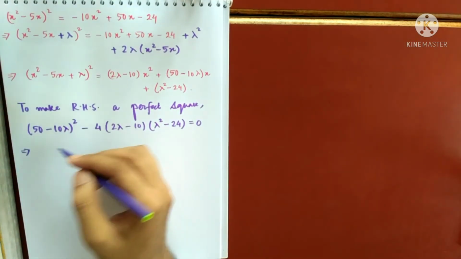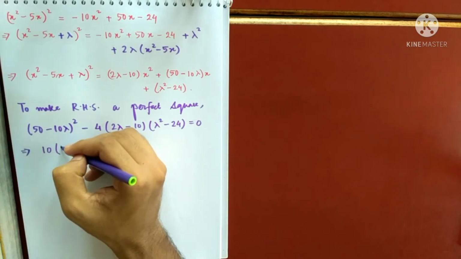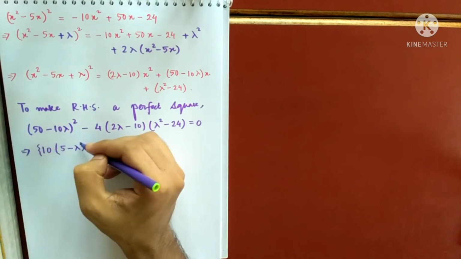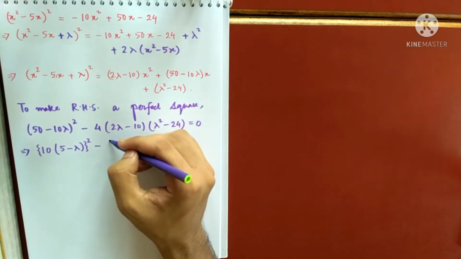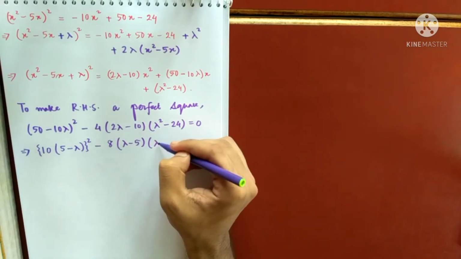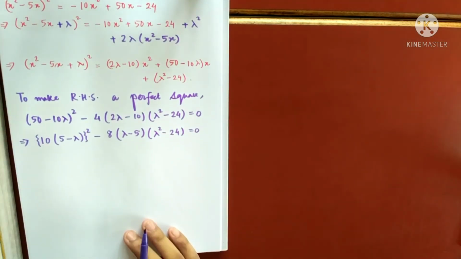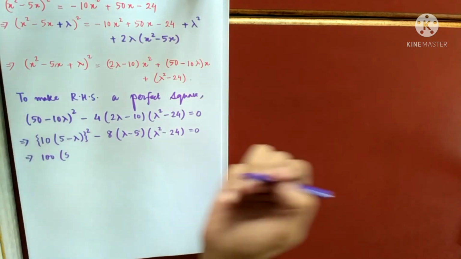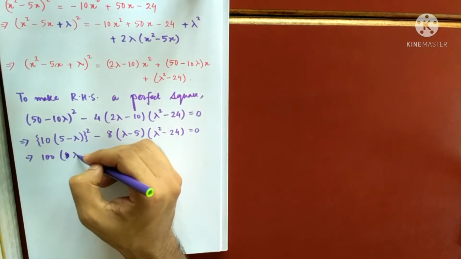Let's see. So to make this simple, 10 is common. So 10 into 5 minus lambda whole square. What is common? 2 is common. So 4 2s are 8. And this will become lambda minus 5. And this will become lambda square minus 24 equals to 0. Okay. So you can see this can be written as 100. This can be written as 5. 5 minus lambda whole square can be written as lambda minus 5 whole square.